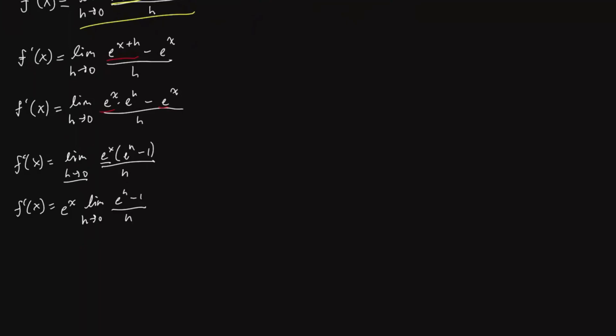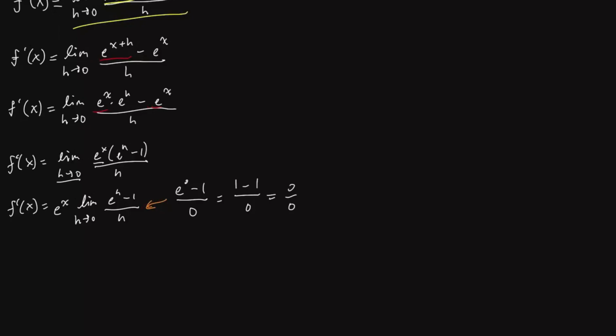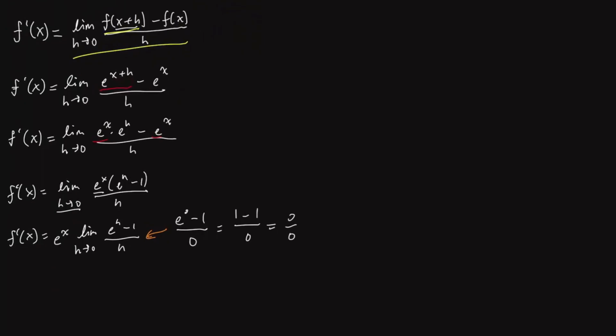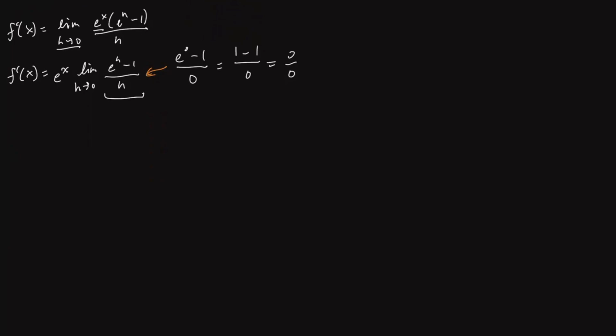At this step, if we plug in, we end up with e to the 0 minus 1 over 0, which is the same as 1 minus 1 over 0, which is the same as 0 over 0. So if you know L'Hopital's rule, you can do this no problem. But we're going to avoid doing that, because usually if you're doing first principles, you don't know L'Hopital's rule yet. So think about how we can solve this.